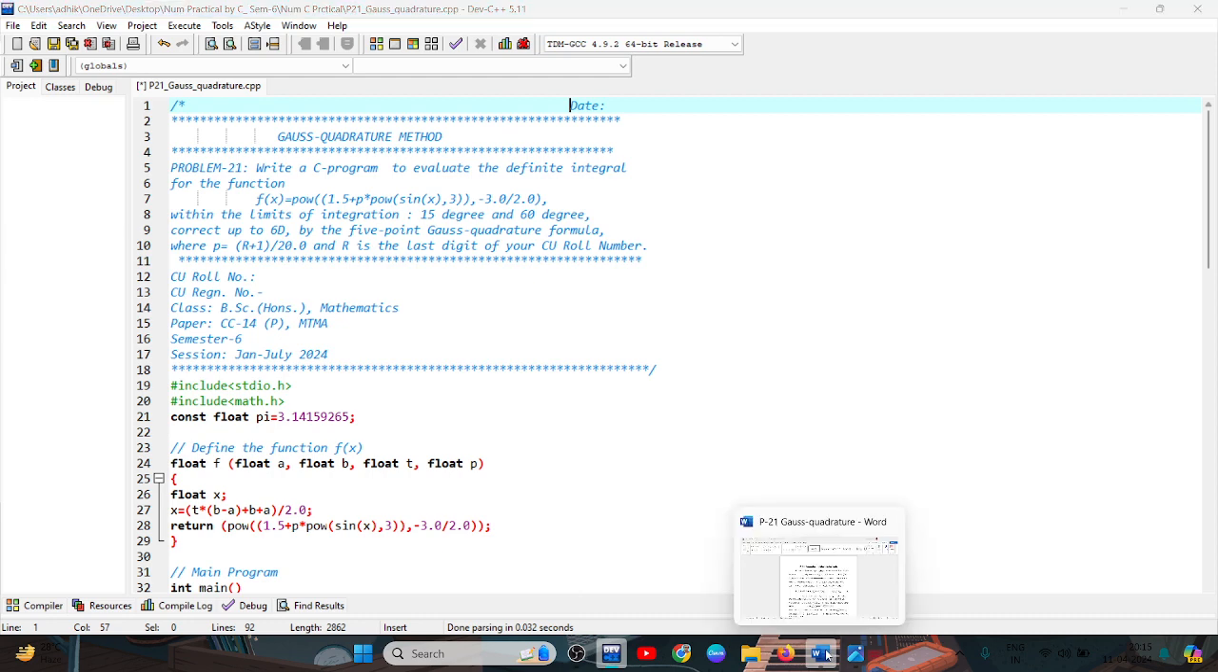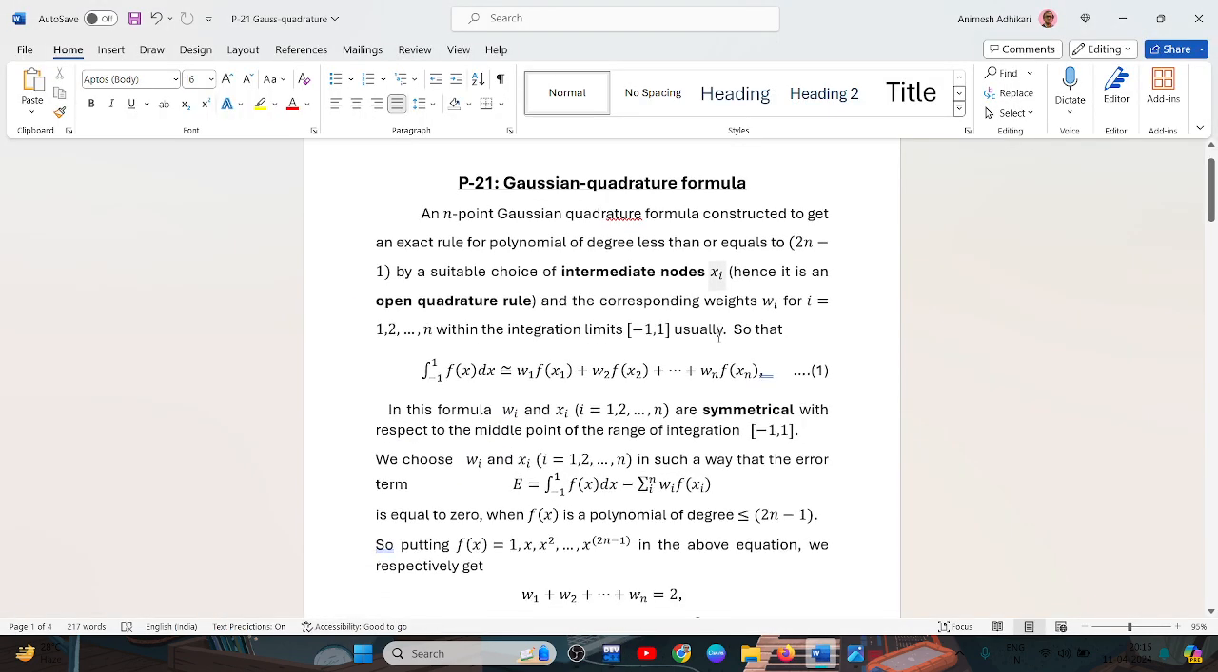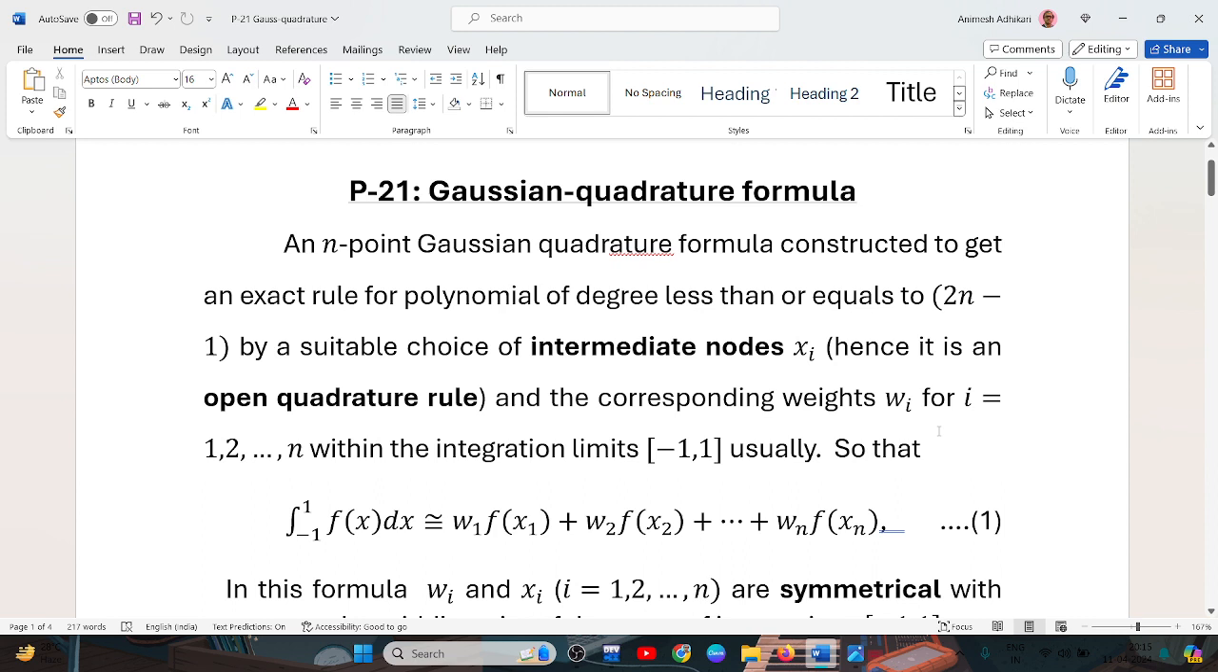First we discuss the Gaussian quadrature formula. An n-point Gaussian quadrature formula is constructed to get an exact rule for polynomials of degree less than or equal to 2n minus 1 by a suitable choice of intermediate nodes xi. Hence, it is an open quadrature rule.